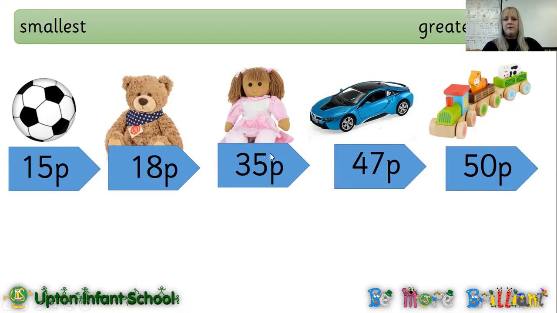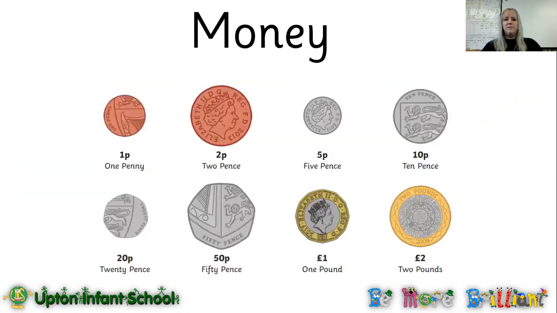Then I've got 35, and then 47p, and finally 50p. So hopefully yours looks a little bit like mine. If it doesn't, don't worry, you can just fix it now. So this week we are going to be looking at money. Now, like I said earlier, yesterday we looked at 1p coins and we looked at 2p coins, and we worked out and we realised that 2 of these makes this coin. So we need 2 of these to make the value of this coin.